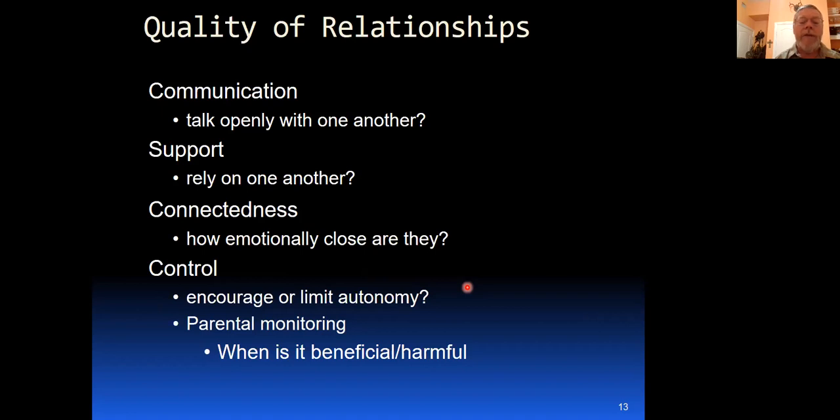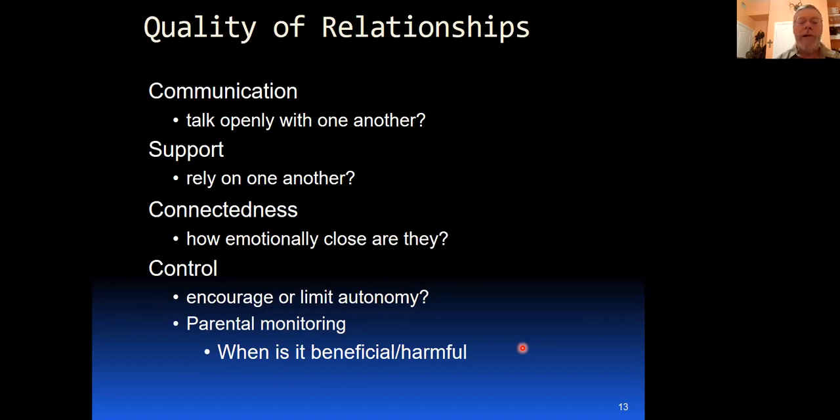When is it beneficial? Well, when it's at a reasonable level. And you say, well, what's a reasonable level? Well, that's a tough one, because some adolescents require more monitoring than others. If they have difficulty making good decisions, they might require more monitoring. If they have shown good decision-making ability, maybe less monitoring is more appropriate.